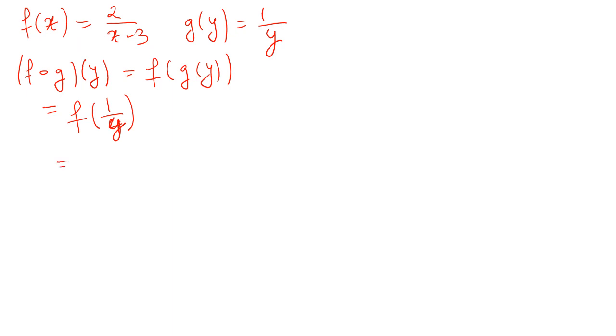But f is 2 over x minus 3. So now, whenever we see x, we have to replace it with 1 over y. So I will copy down the 2, the fraction, and now instead of writing x, I will just write 1 over y and then minus 3.